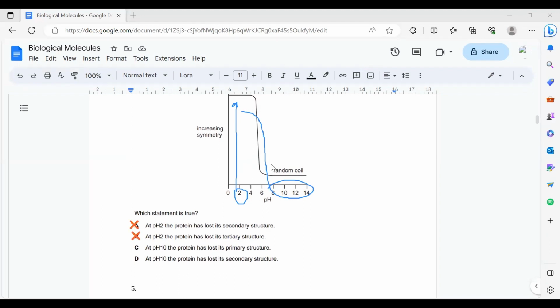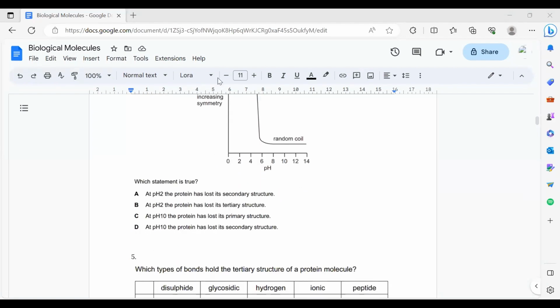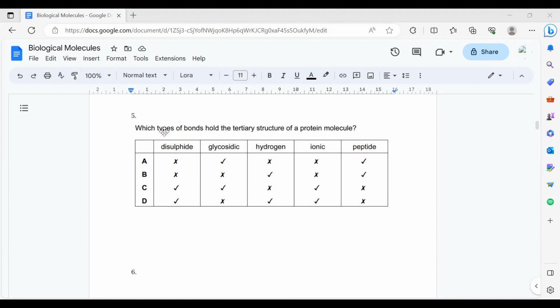At pH 10, the protein has lost its primary structure. It has not. The change in pH definitely does not affect the primary structure of the protein. So the correct answer must be D. At pH 10, the protein has lost its secondary structure. As we can see, at pH 10, it is just a random coil. It is not alpha helix nor a beta pleated sheet. So the answer for this question is D.